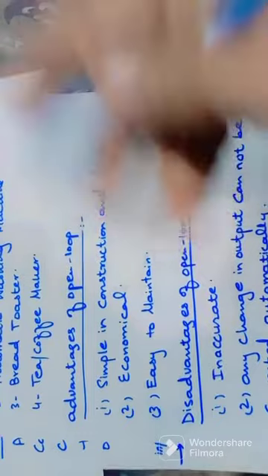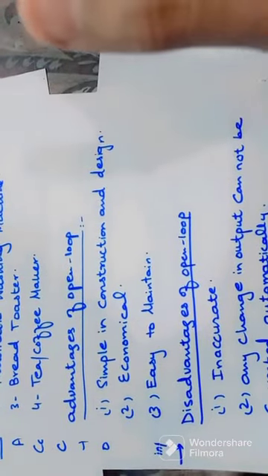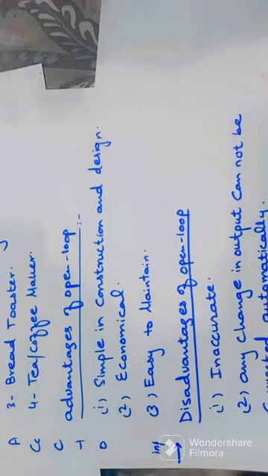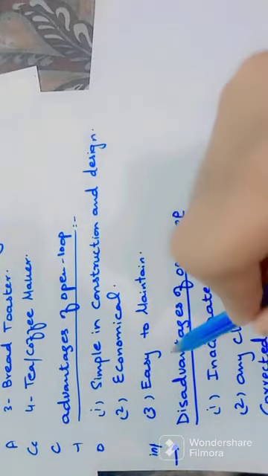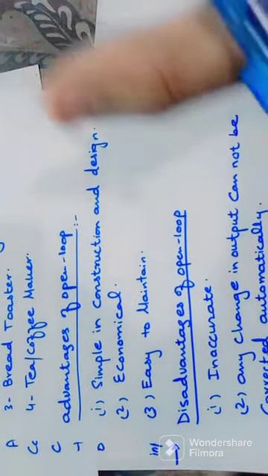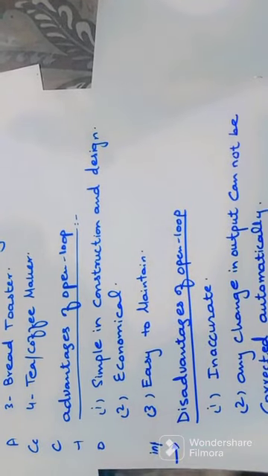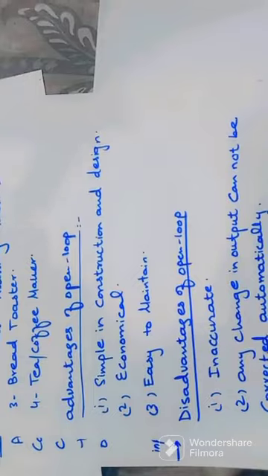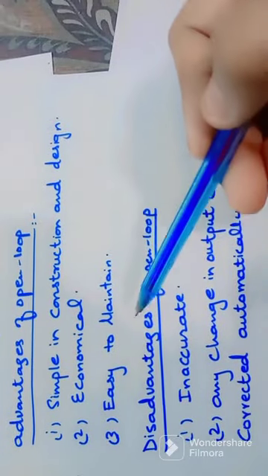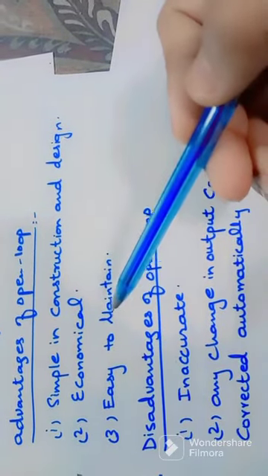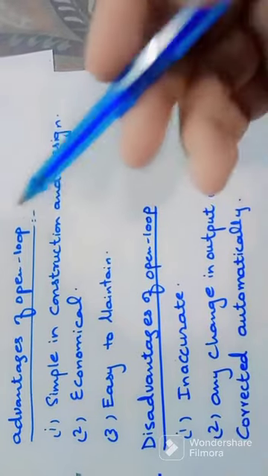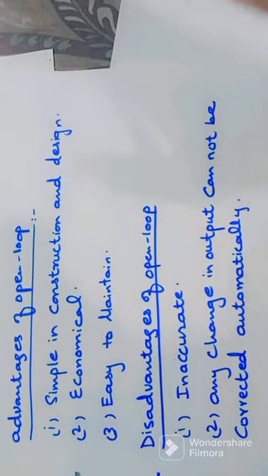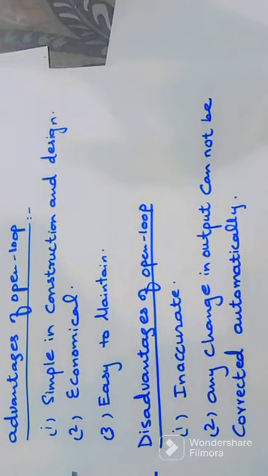Economical means low cost, not much expensive. You just need a little cost to design your open loop control system. Easy to maintain means there is no complexity in your open loop control system. There are no interconnected systems, no advanced level connected systems. It's just simple. So easy to maintain means that you can easily do maintenance of your system, which is not a complex system and not difficult to understand. You can just easily maintain your open loop system.